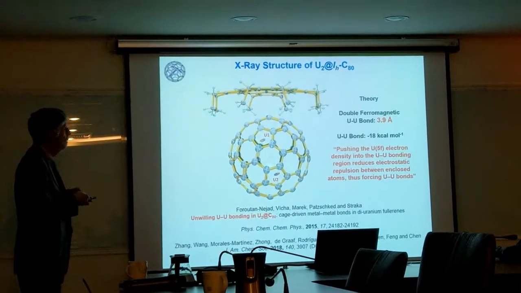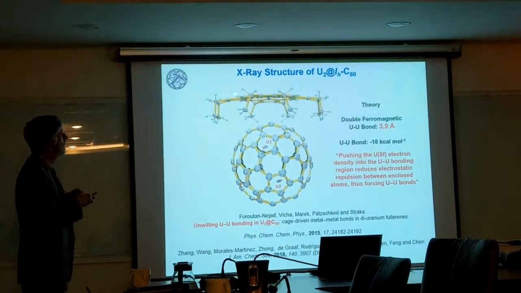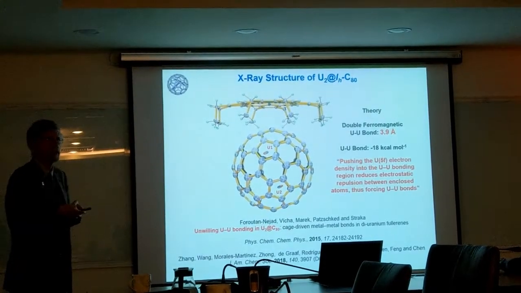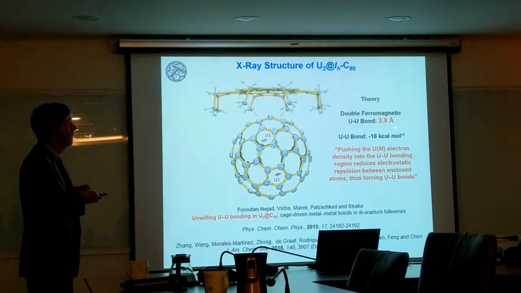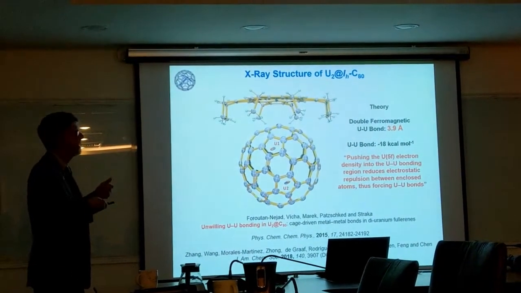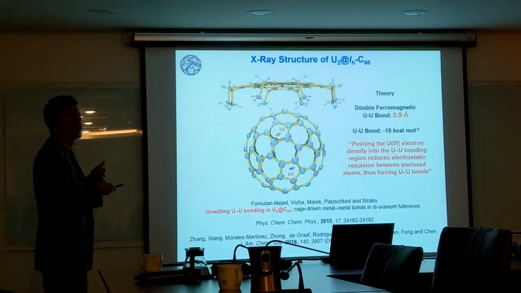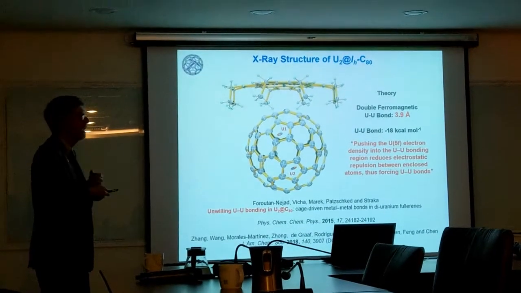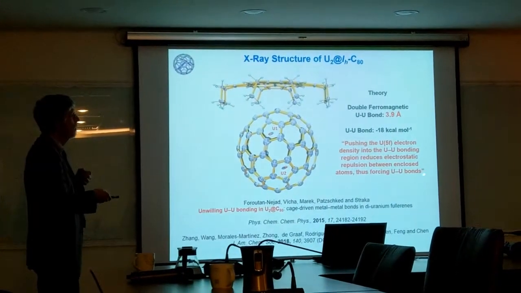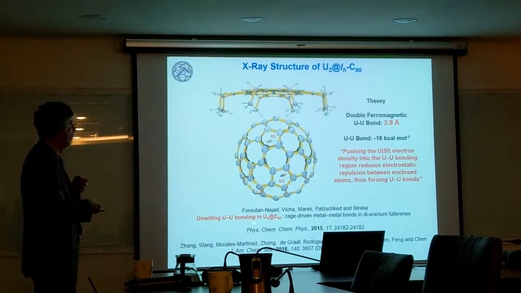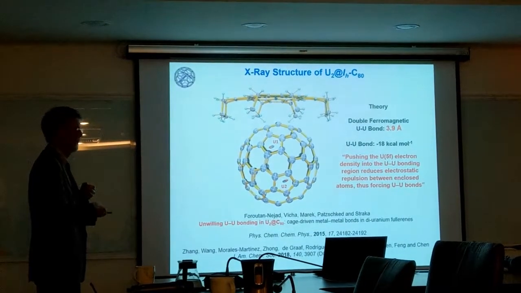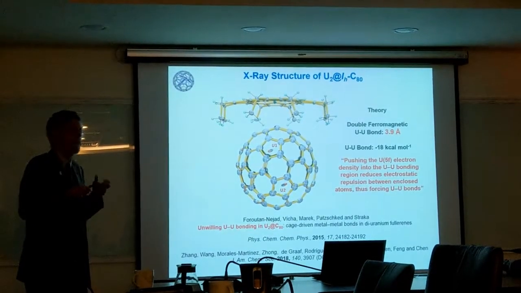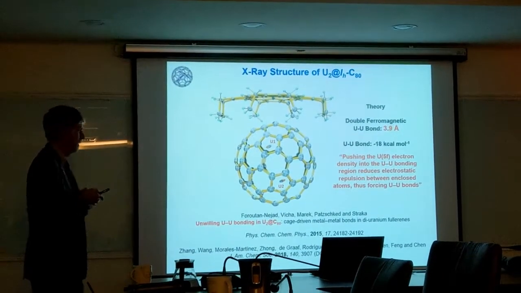And you can see the two uraniums. You can see the cage. And again, you can see the co-crystallization trick of nickel porphyrin. The people that do the theory have predicted that the distance between the uraniums would be 3.9 angstroms. And they call this article, the title is Unwilling Uranium Bonding in U2C80, right? So they really are pushing that the uranium doesn't want to bond.